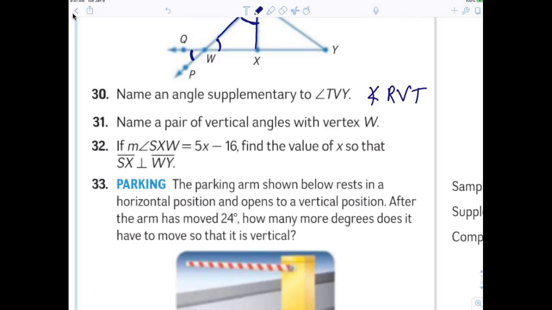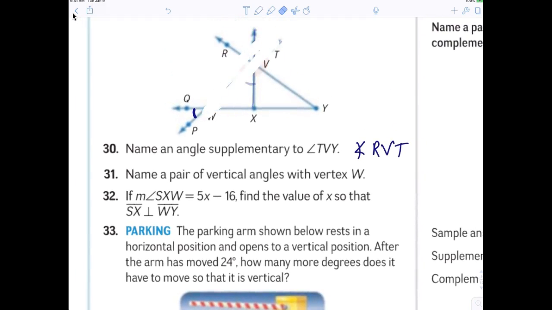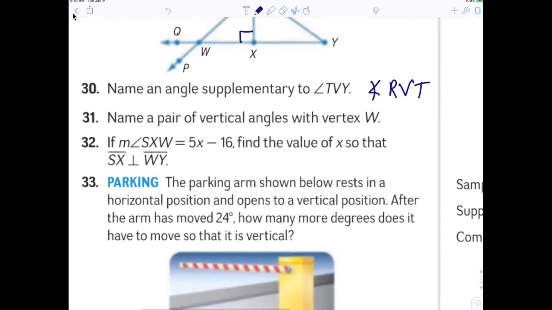All right, so here we go. The measure of angle SXW. So I'm going to highlight SXW. Find the value of x so that SX is perpendicular to WX. That just means that angle is what? 90 degrees. You with me on this? So it's just what? 5x minus 16 equals 90.